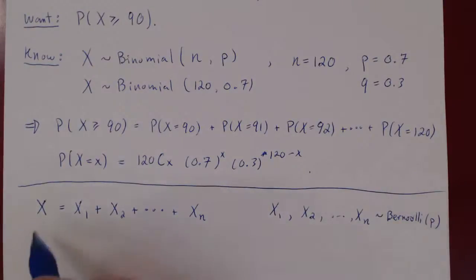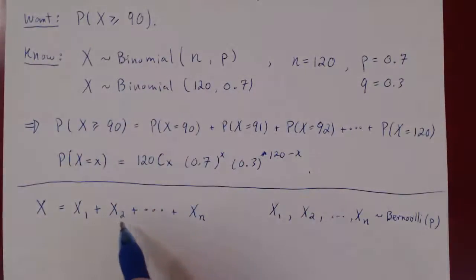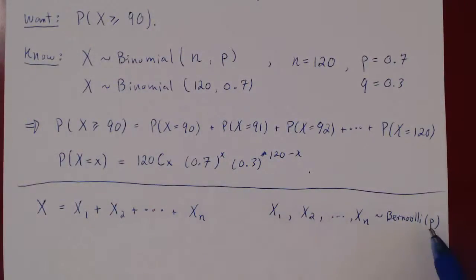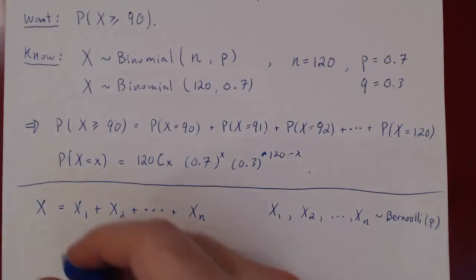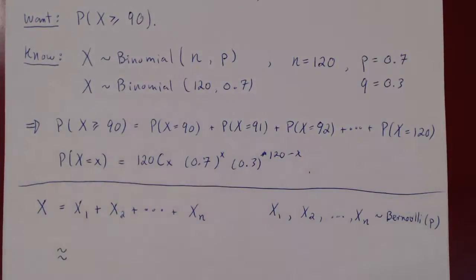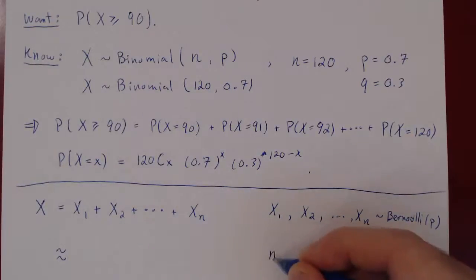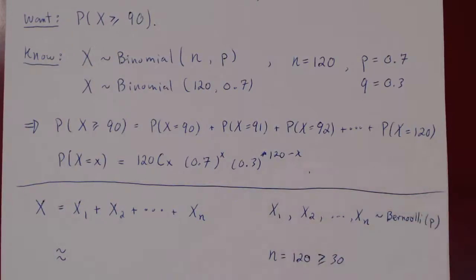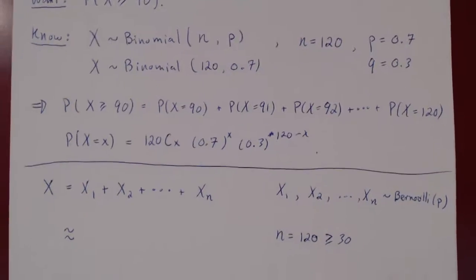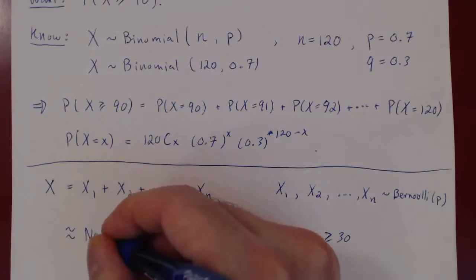And now what we have done is we have decomposed our binomial random variable as a sum of n Bernoulli random variables. Now the central limit theorem says that a sum of random variables will be approximately a normal random variable as long as n is at least 30. Well, in our case, n is 120, which is well above 30. So here we can use the central limit theorem, which says the sum of the random variables is approximately normal.